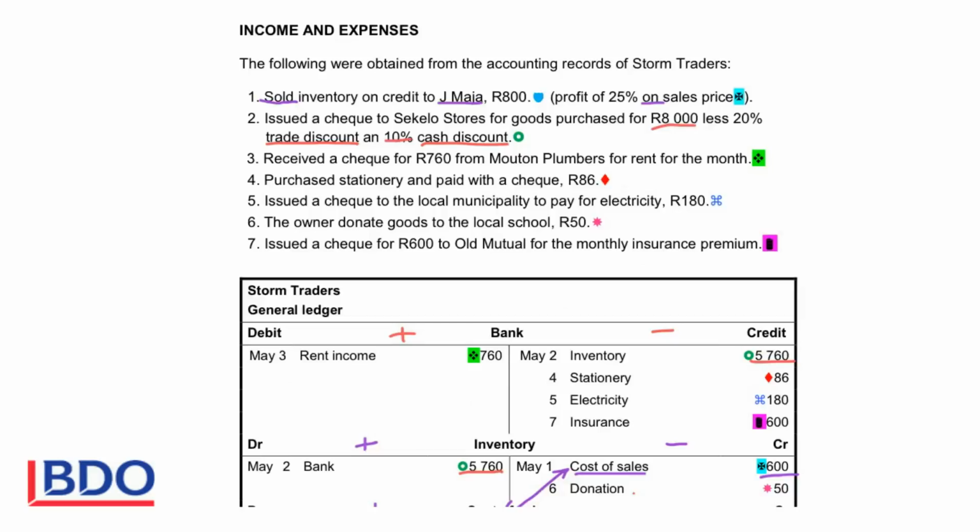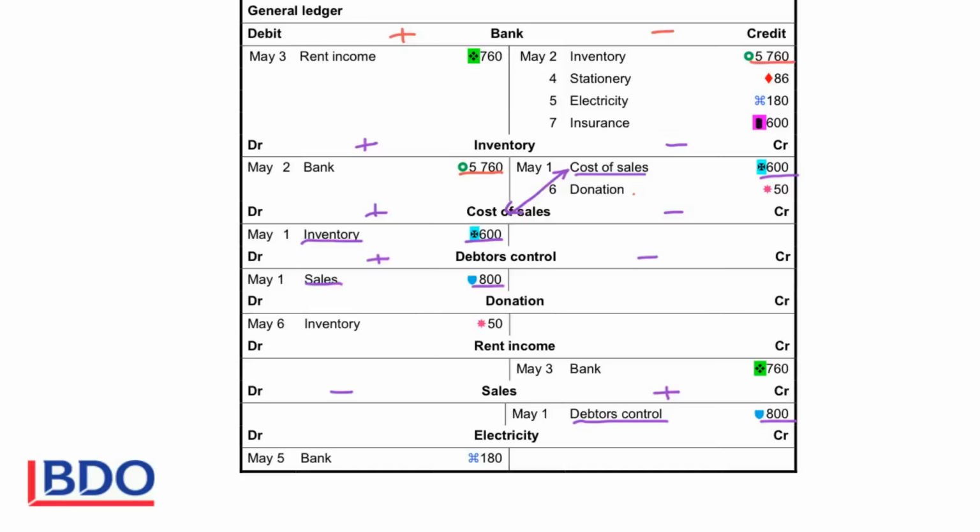Received a check for 760 for the rent. We received money, so the one entry will be in the bank account. The purpose is for rent, so the double entry will be in the rent account. We will debit the bank account with the 760 to increase the money in the bank, and we will credit the rent income account with the 760 because income increases on the credit side.